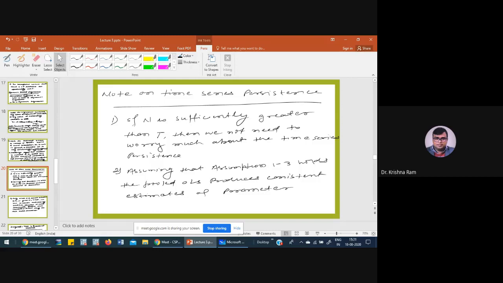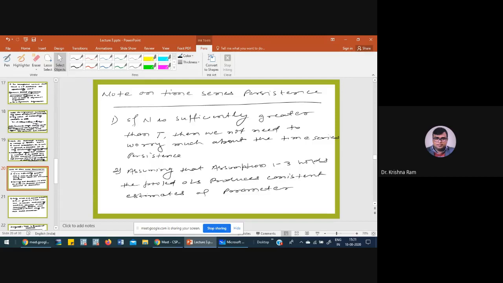And that you are going to talk about now. So here, if n is sufficiently greater than t, then you do not need to worry much about the time series persistence.